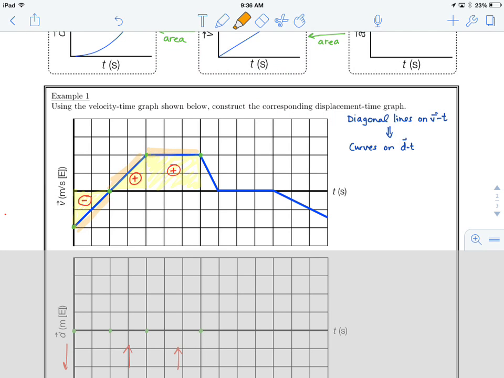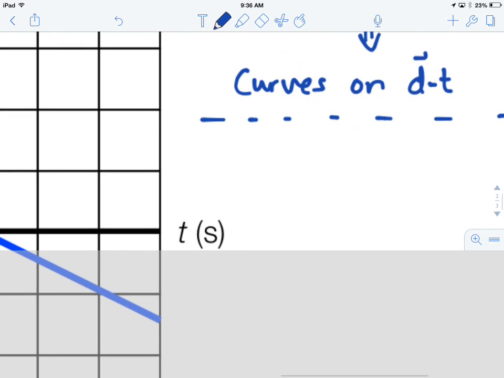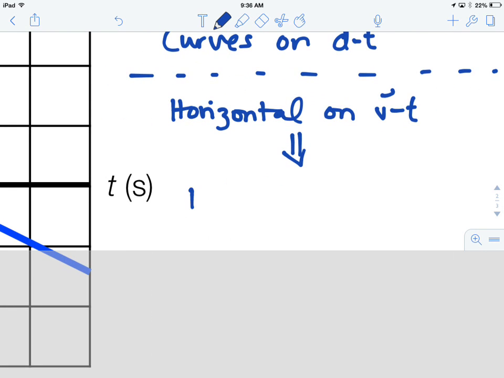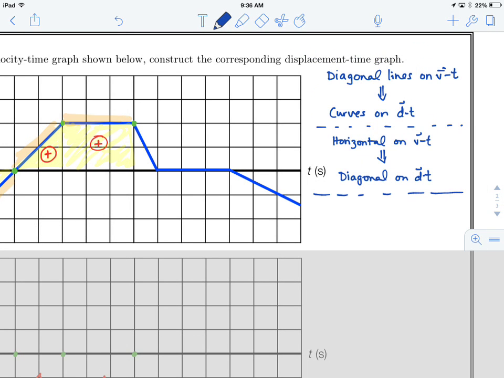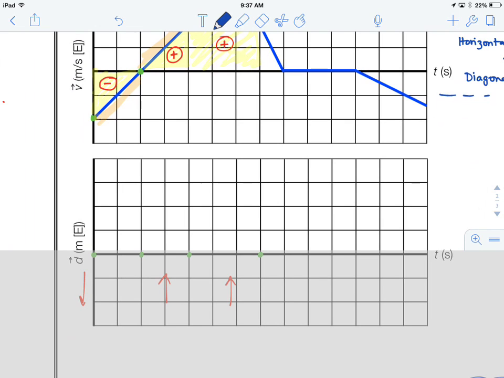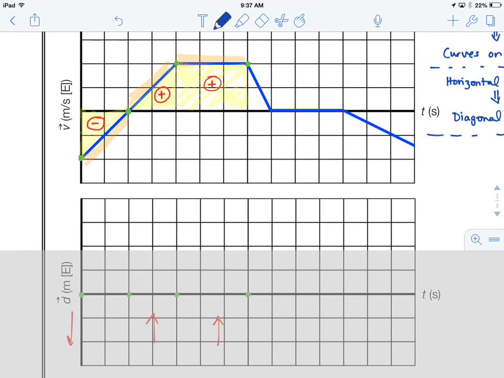What about this section? This section right here is a straight horizontal line, which means a constant velocity, and that's going to tell us something else, right? So when we've got horizontal lines on the VT graph, it means that we're going to get a diagonal line on the DT. So that's another important piece of information. Because we know what these shapes are going to be, we know that we're going to have a curve, and then we're going to have a diagonal line. So that's what the shape of the graph tells us.